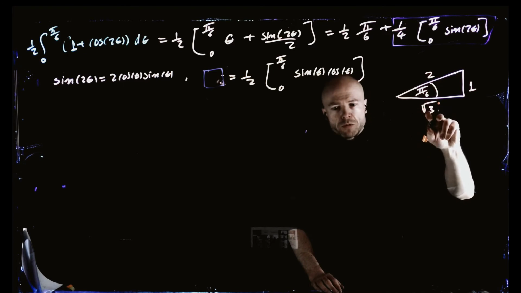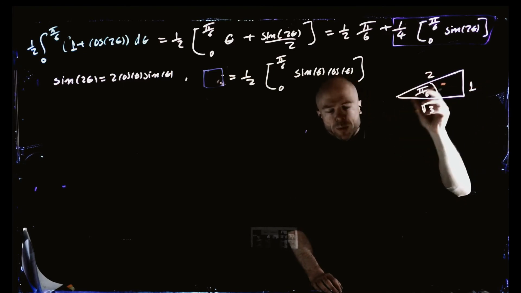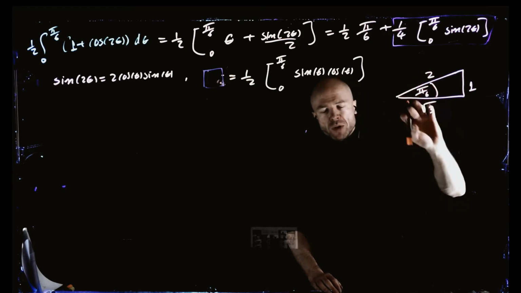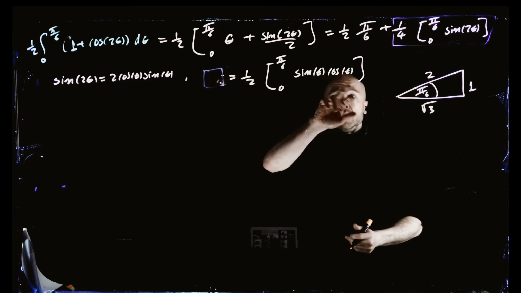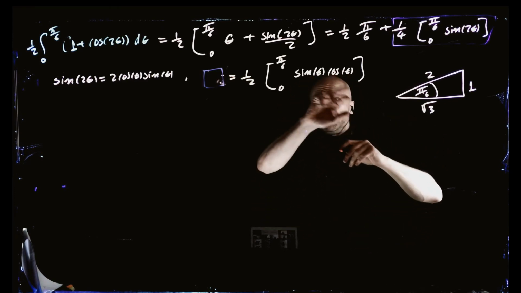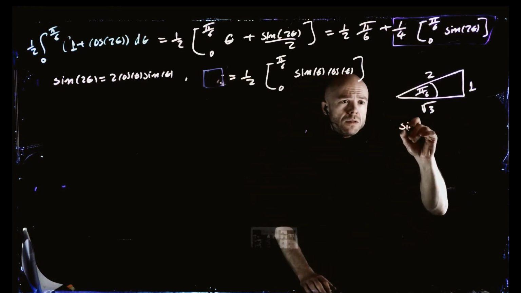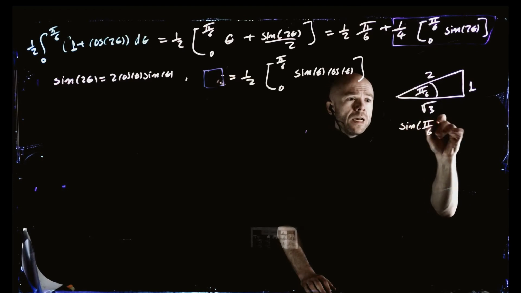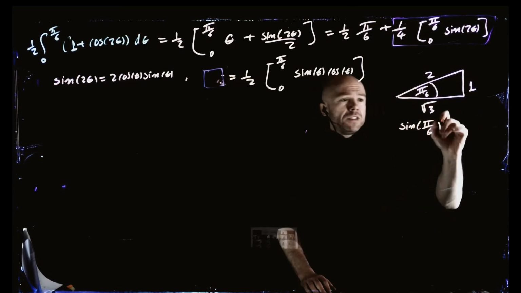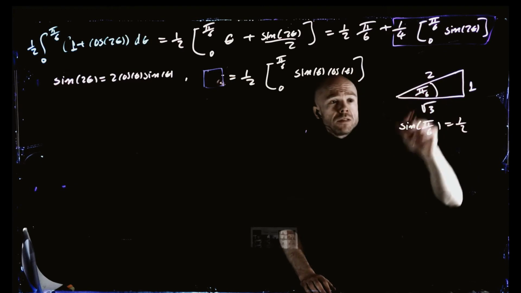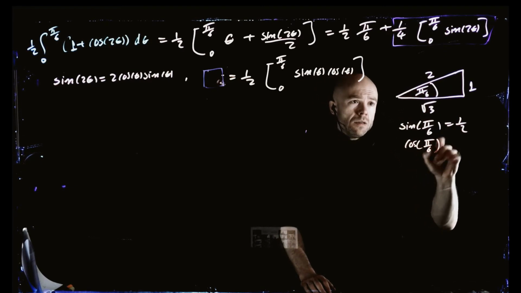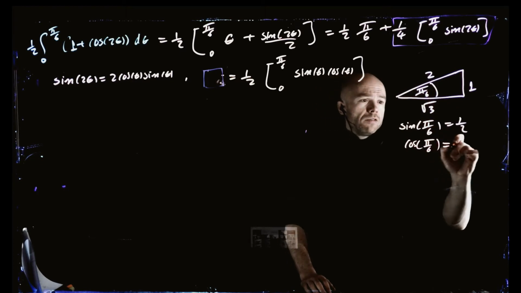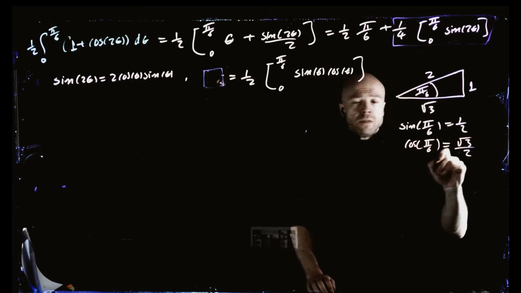Yeah, so you just have to remember root 3, 1 as the opposite and adjacent, and then 2 has to be the hypotenuse. And because the pi over 6 is the thinner angle, the root 3 is on the bottom. So sine of pi over 6 is the opposite divided by hypotenuse, it's 1 over 2. And then cosine of pi over 6 is the adjacent divided by hypotenuse, so it's root 3 over 2, like this.